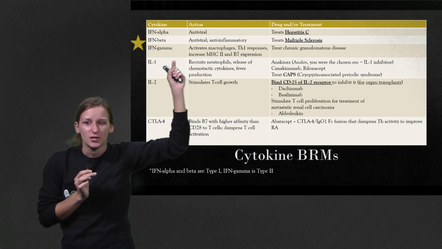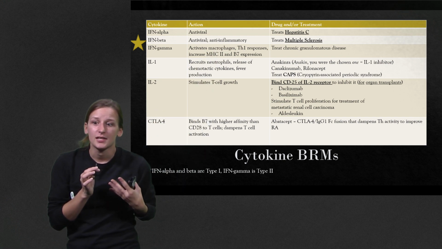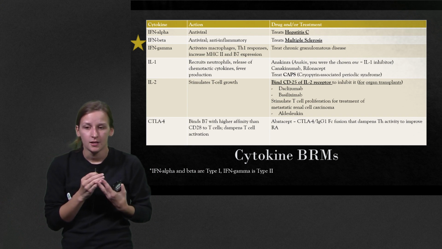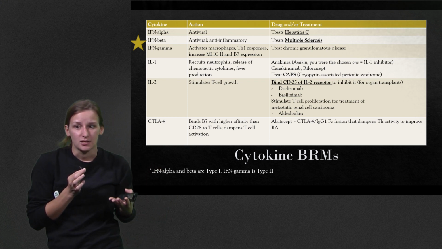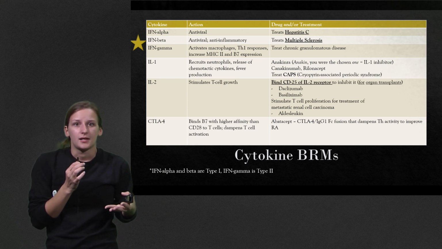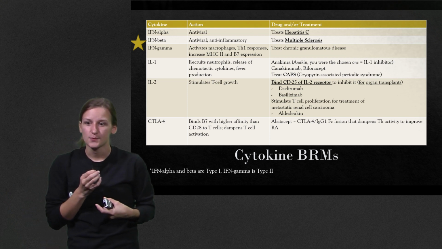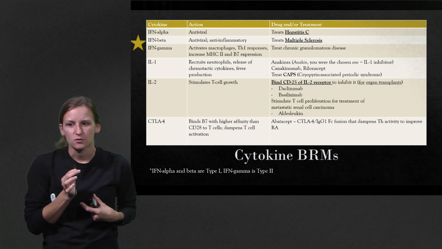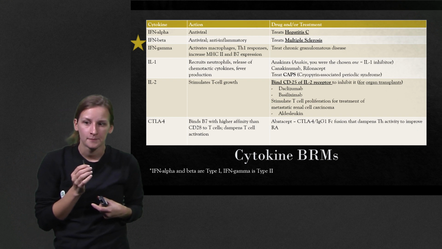IFN alpha is going to treat hepatitis C. IFN beta is going to treat multiple sclerosis. It's actually anti-inflammatory, so it can stop T and B cells from getting into the brain, because we talked about multiple sclerosis being an inflammatory response against the myelin sheath. So IFN beta will try to suppress the immune response along with trying to restore tight junctions in the brain. IFN gamma, this one is actually more inflammatory, and it will activate macrophages and Th1 responses, and so we're just basically going to use this to treat chronic granulomatous disease.